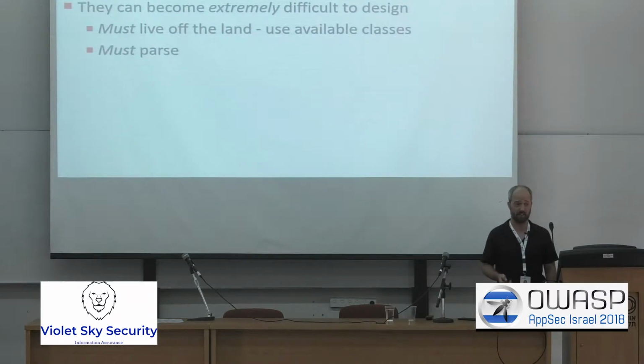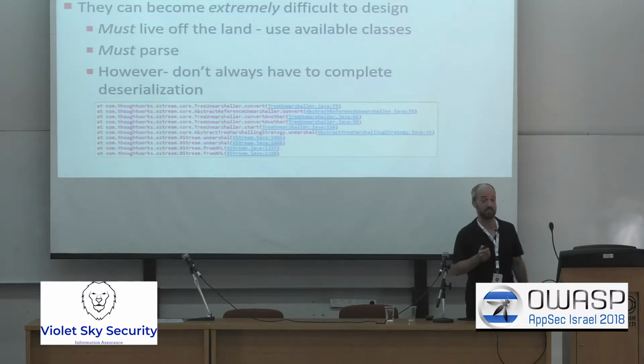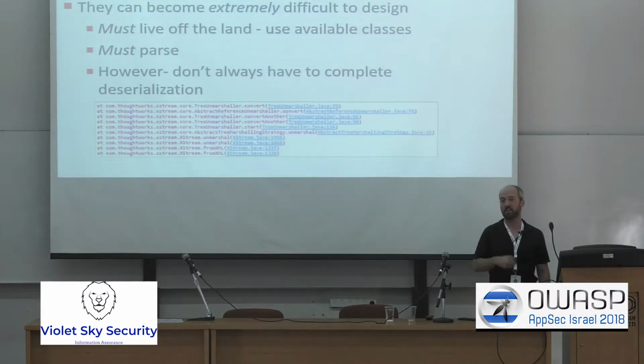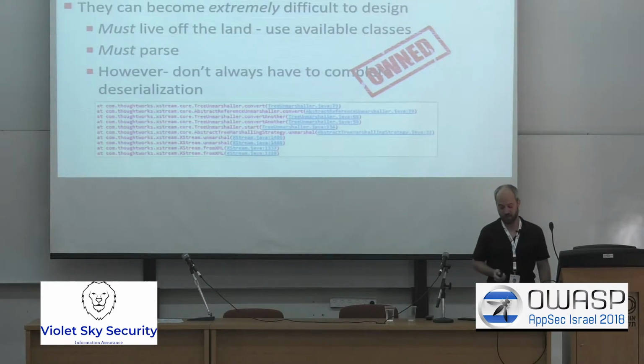It must parse, obviously, because otherwise it's going to fail before it even starts to deserialize. And it's important to understand that it doesn't always have to complete deserialization. It can error out, but all I care about is that my malicious object inside this nested object gets deserialized properly and executes code. What happens later, I don't care. So this is how Struts2 was owned last year.